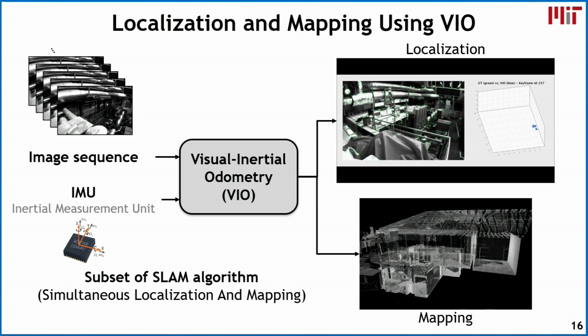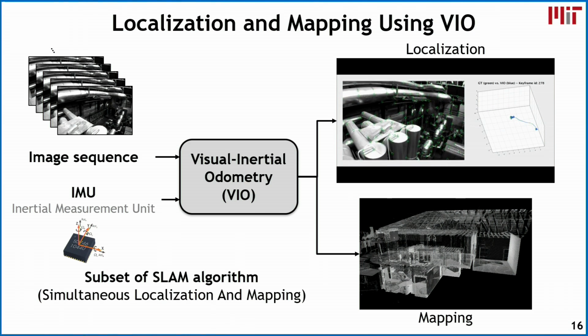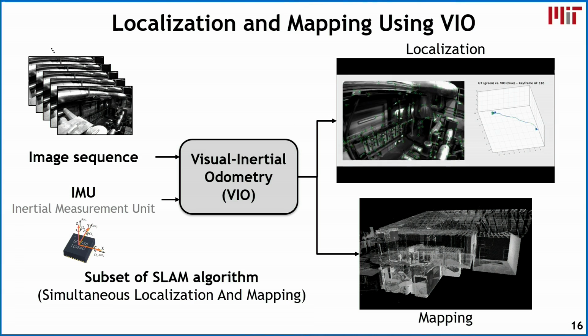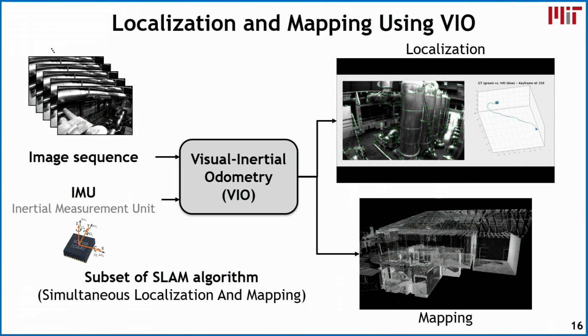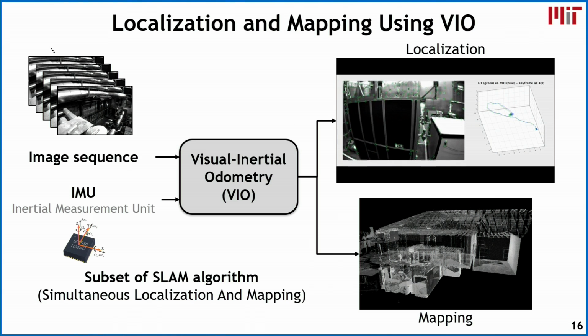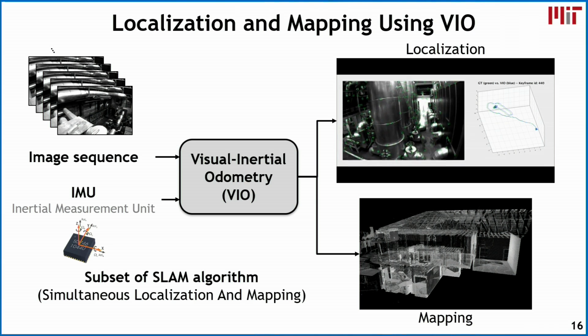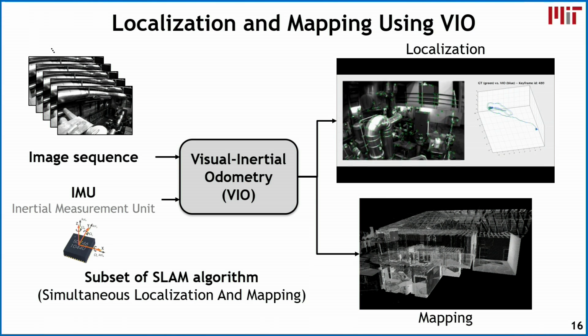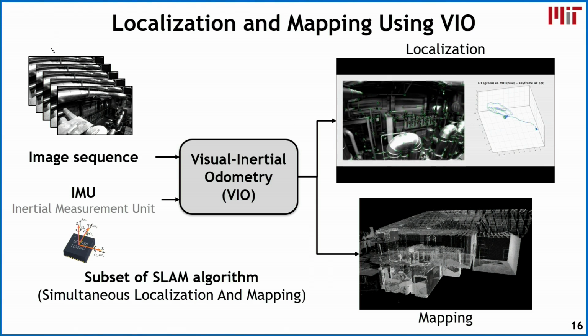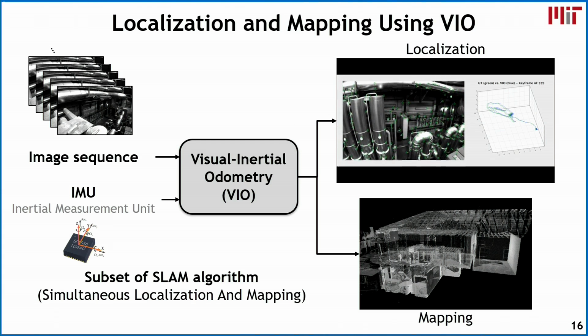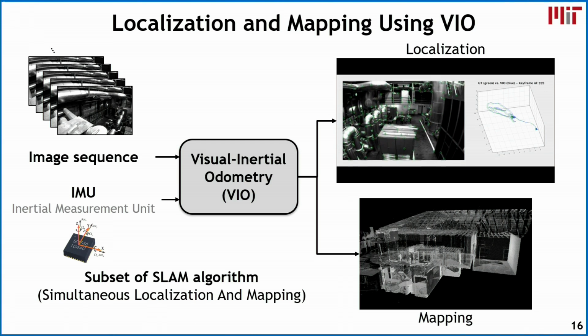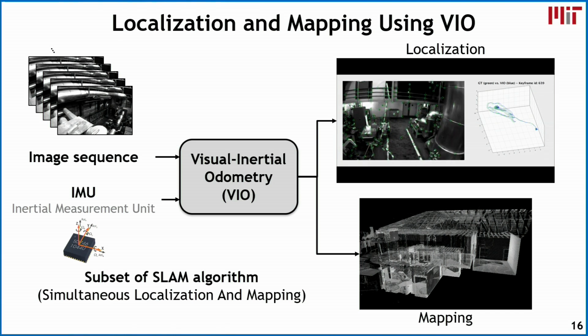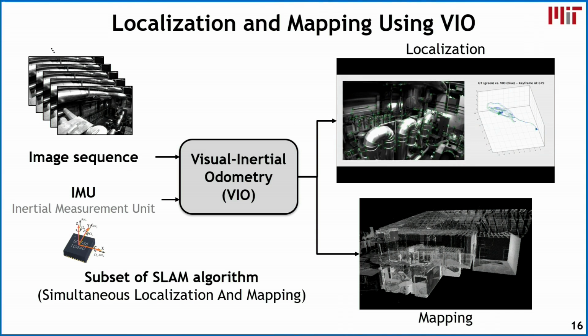Now, VIO is a subset of the SLAM algorithm. So SLAM stands for simultaneous localization and mapping. And you may be familiar with that algorithm because it's widely used in the robotics community for localization and mapping. So basically VIO is a subset of SLAM. It's basically SLAM without loop closure. And this is because loop closure is typically done at a lower frequency. And so as a result, it can be done offline.